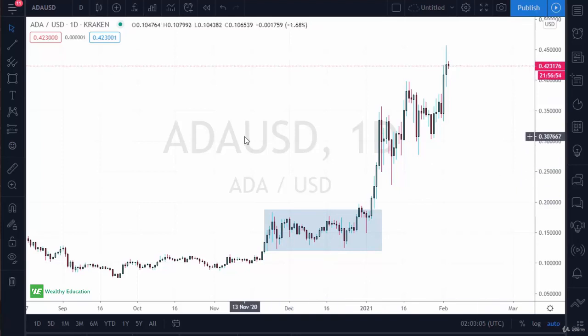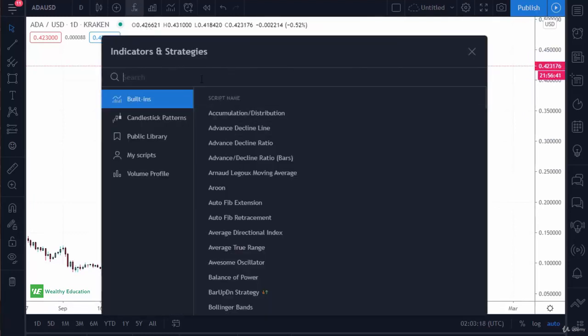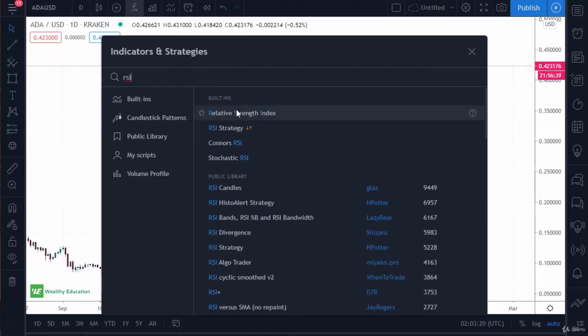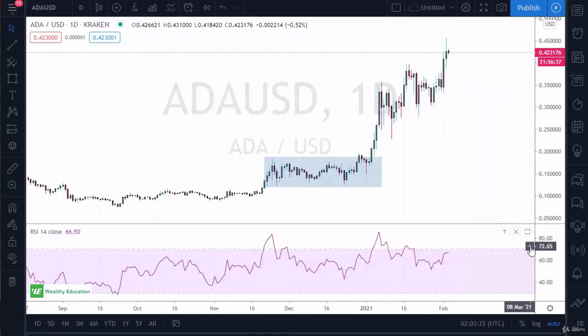So with that, I think what we're looking at here is the possibility that we could take an indicator such as maybe the RSI. Put that on the chart.